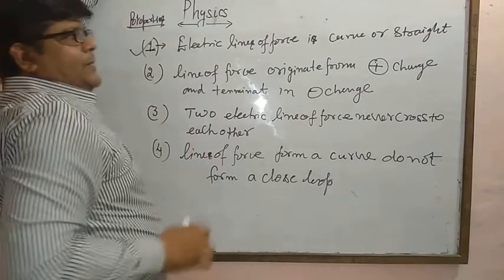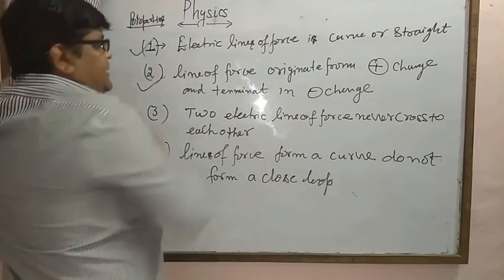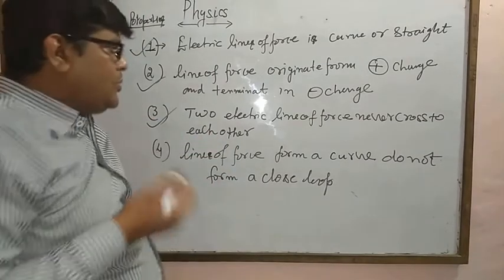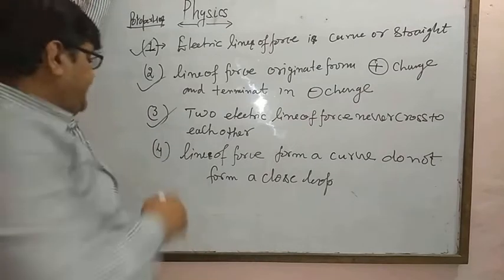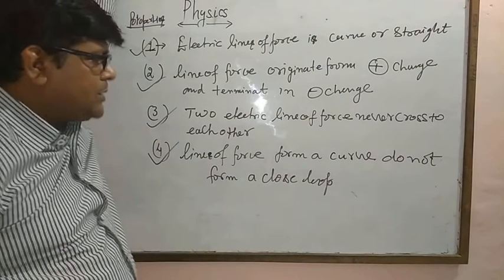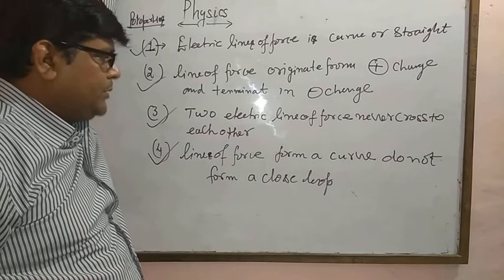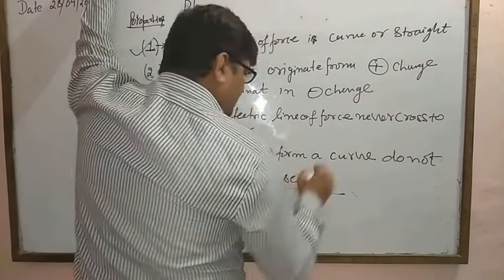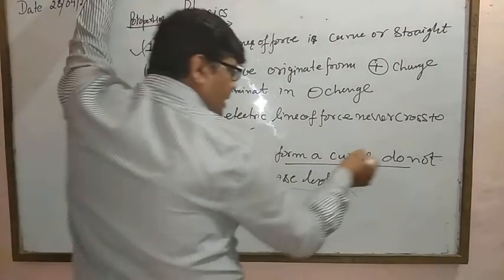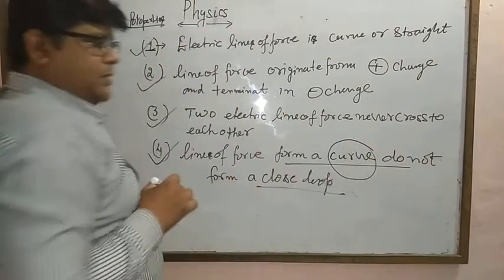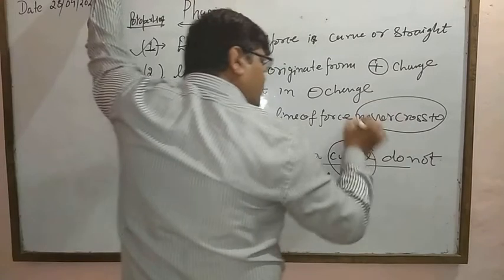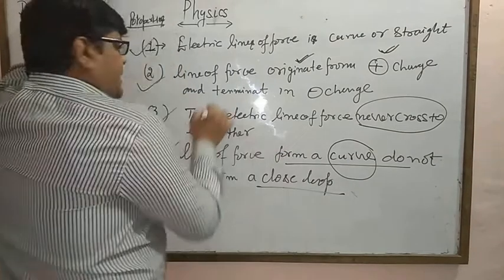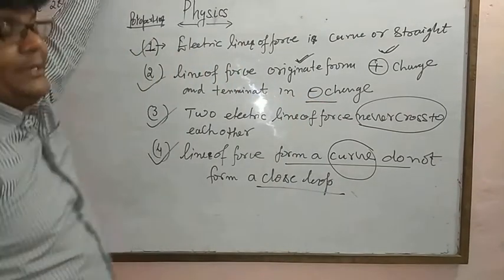First, the lines of force are curved or straight, or imaginary. Second, lines of force originate from positive charge and terminate in negative charge. Third, two electric lines of force never cross each other. Fourth, lines of force form a curve, they do not form a closed loop. Always form a curve, never cross each other, and originate from positive and terminate in negative.